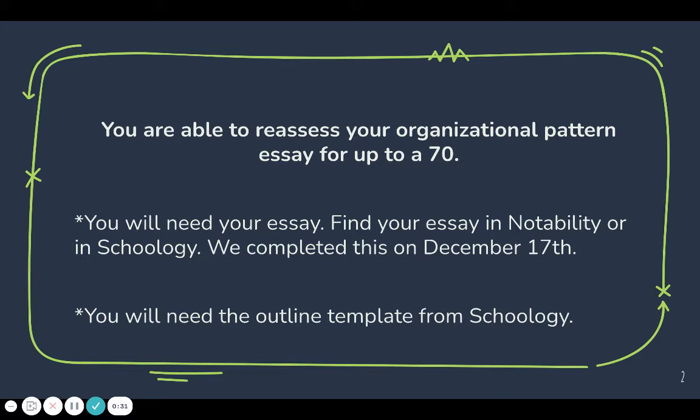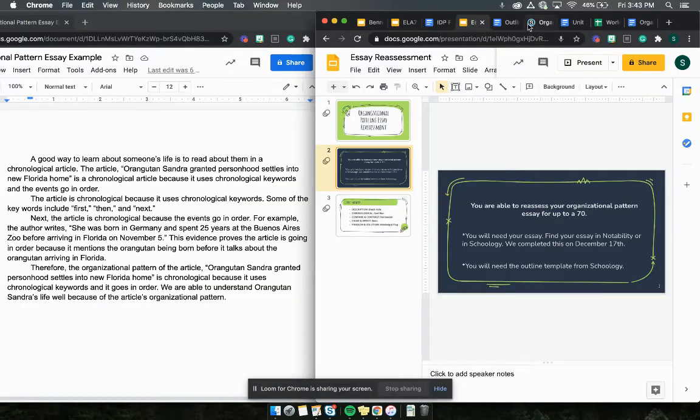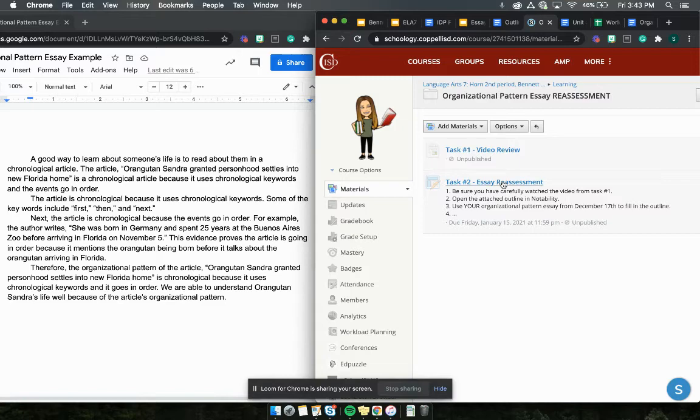To complete this reassessment, you will need your essay. You can find your essay in Notability. If you cannot find it in Notability, it should still be in Schoology, and this was completed on December 17th. You will also need the outline template from Schoology. That can be found in this folder that you're at right now.